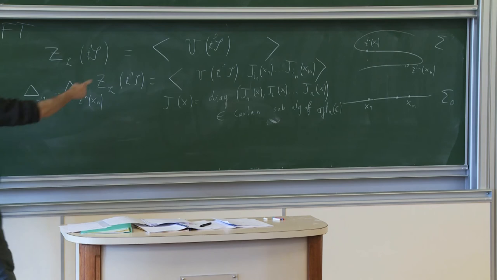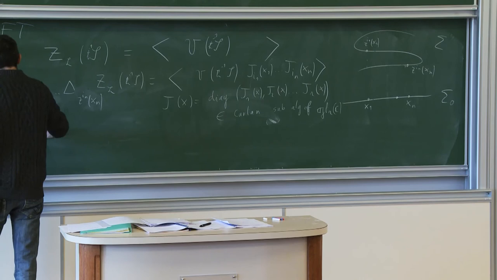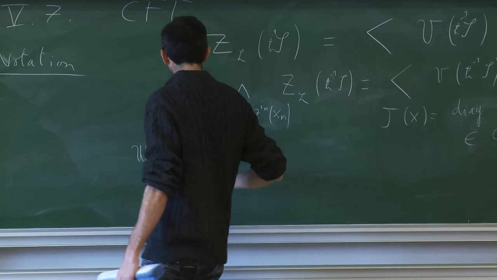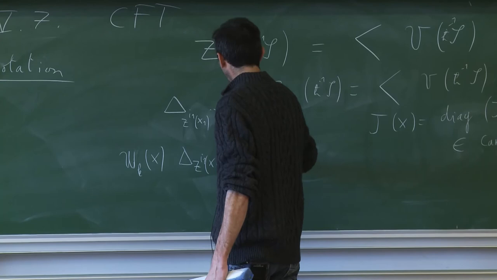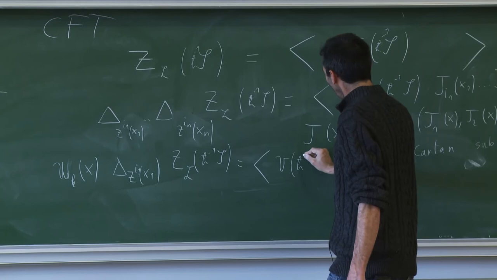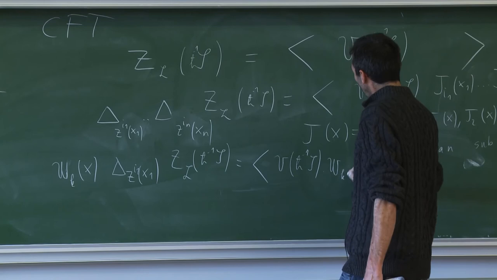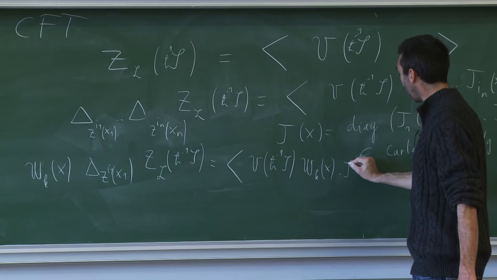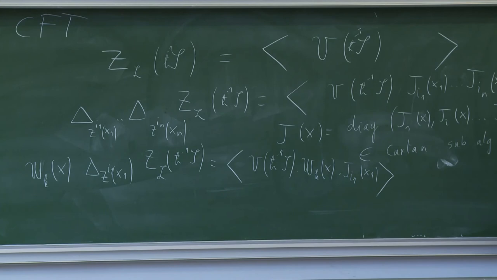So imagine that you take W_k(x) on delta Z_{I1}(x_1), acting on your Z. This will just be the notation: the vertex operator that depends on your spectral curve, times your W algebra generator, times your J_{I1}(x_1). So this is just the notation. Basically, everything I have on the left-hand side, I put on the right-hand side. So this is a vector, or an element of the Cartan algebra.